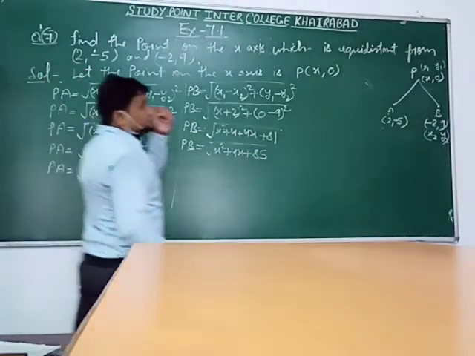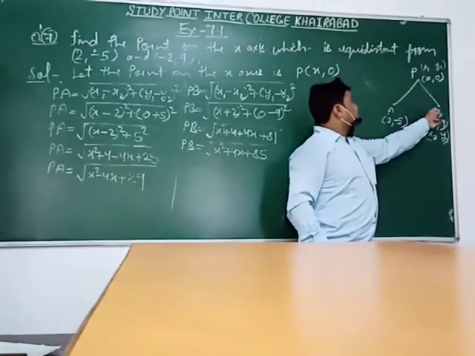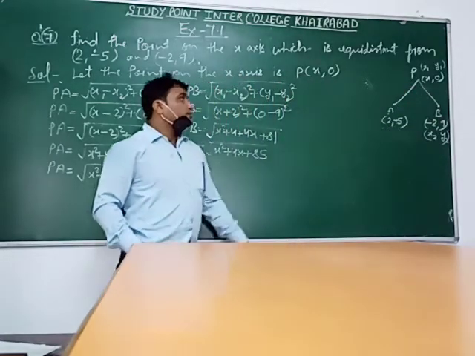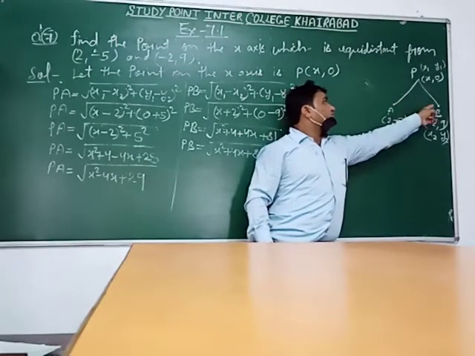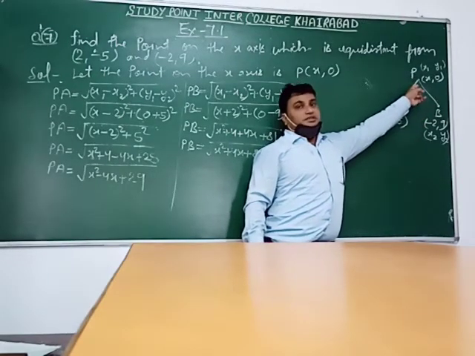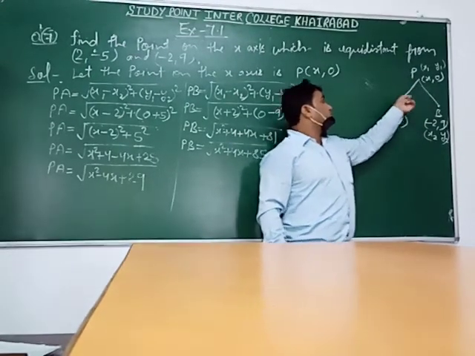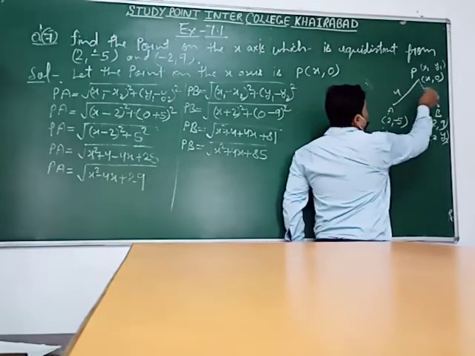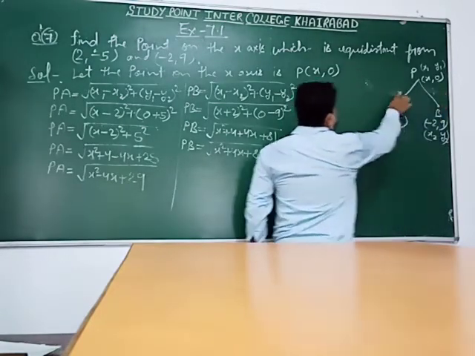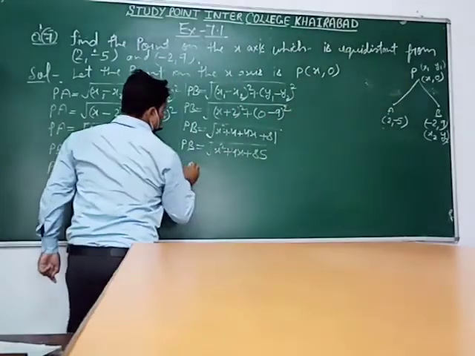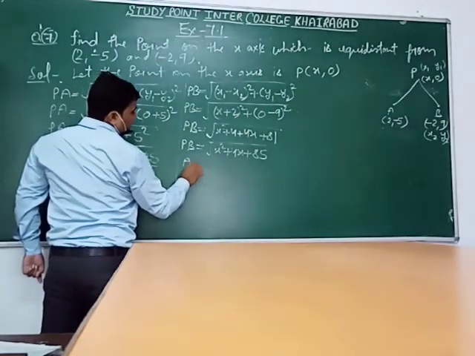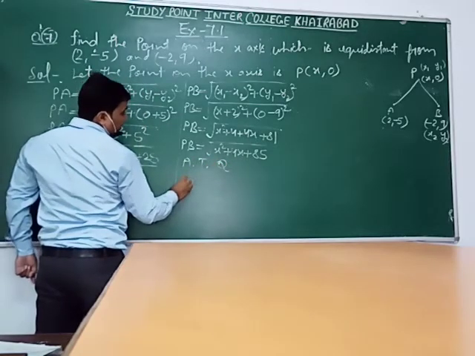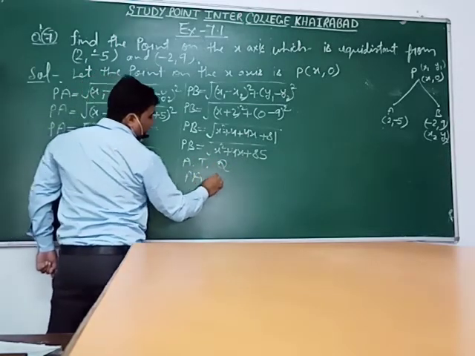Since this point is equidistant from these points, PA equals PB. Because P is at equal distance from A and B. So according to the question, PA equals PB.